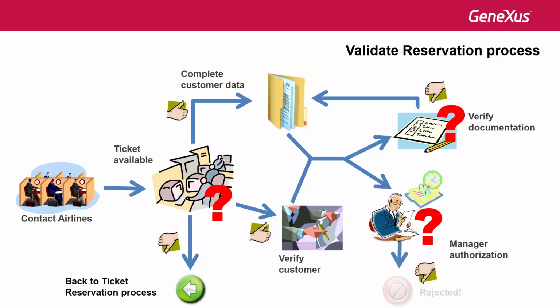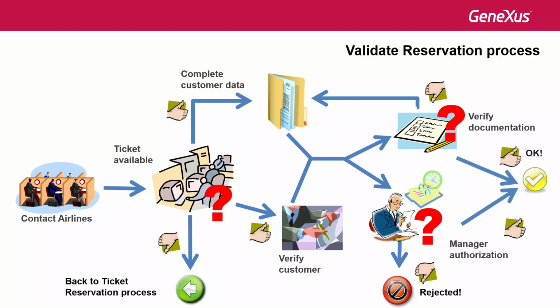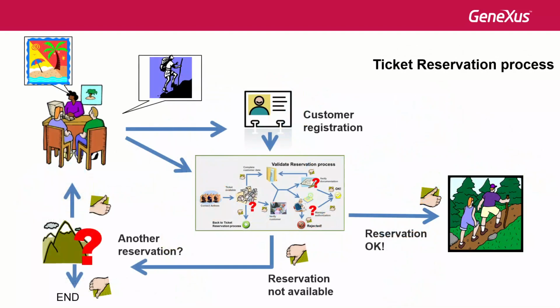If after examining it, he decides not to authorize it, he will have to inform the reason to the customer. The validation sub-process will end, and so will the ticket reservation process. If the manager authorizes the reservation, and all the documentation has been provided, then the reservation will be authorized. In this case, the reservation validation sub-process will end. The system will return to the main ticket reservation process to notify the customer that the reservation has been confirmed.